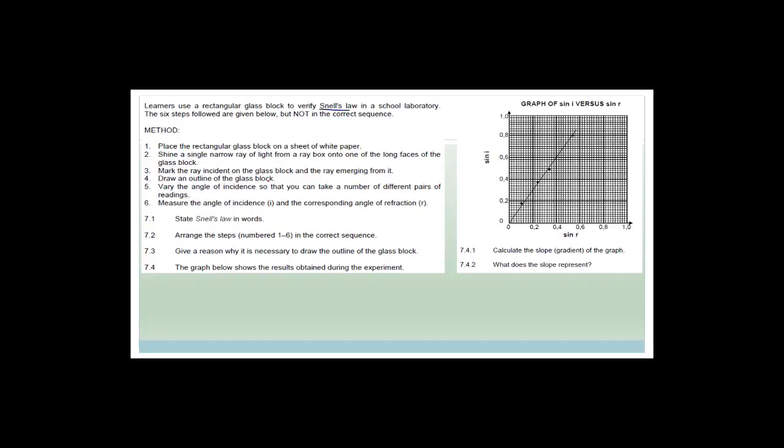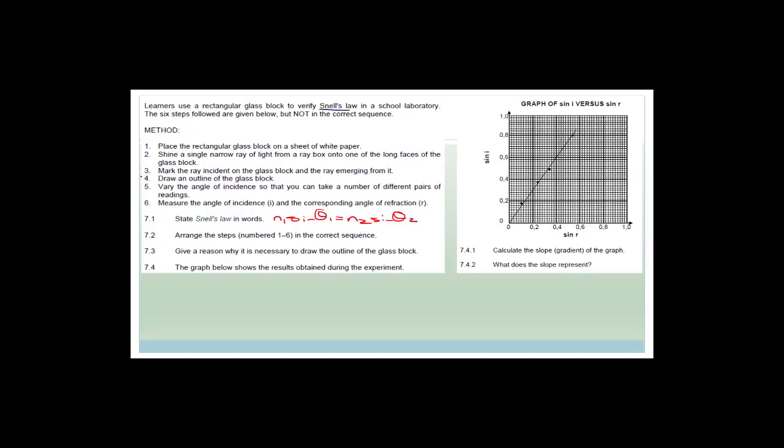Draw an outline of the glass block. Vary the angle of incidence so that you can take a number of different pairs of readings. Measure the angle of incidence and the corresponding angle of refraction. Okay, so obviously those are in the wrong order, and we'll talk about that now. Now it says state Snell's law in words, and like I've told you, there's no real words. It's n1 sine theta 1 is equal to n2 sine theta 2. Now it says arrange the steps numbered 1 to 6 in the correct sequence.